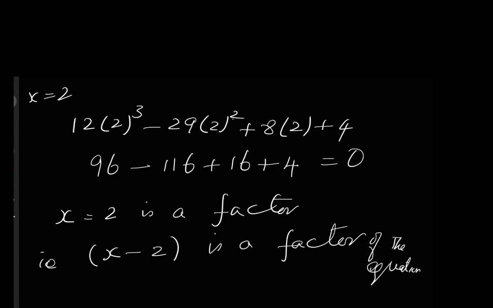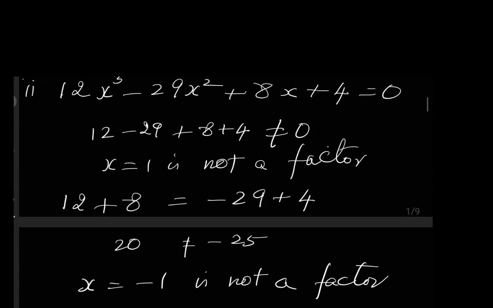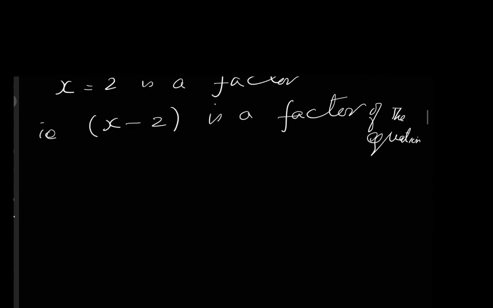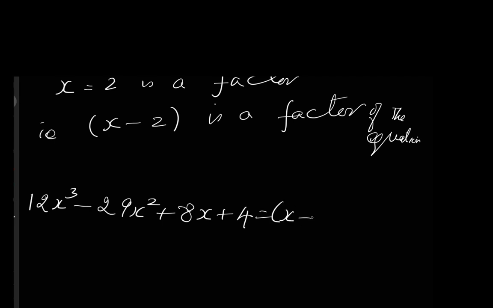So now it's a cubic equation, 3 roots you have to get. One root, x equal to 2, I have got. So I have to try for the next 2. So what I do, I write the equation 12x cube minus 29x squared plus 8x plus 4 is equal to x minus 2 times something. You have to find the other 2 roots.